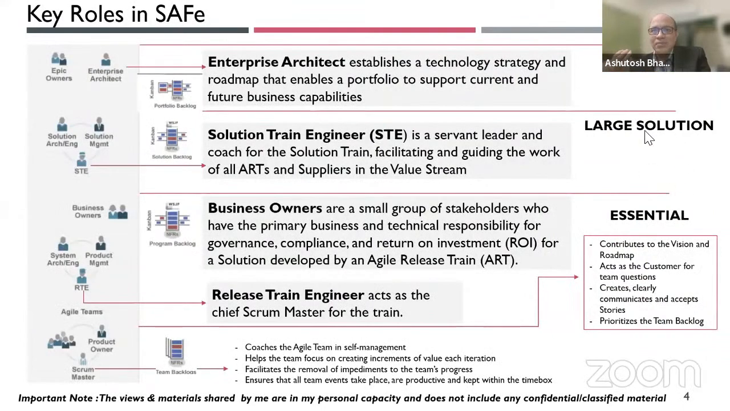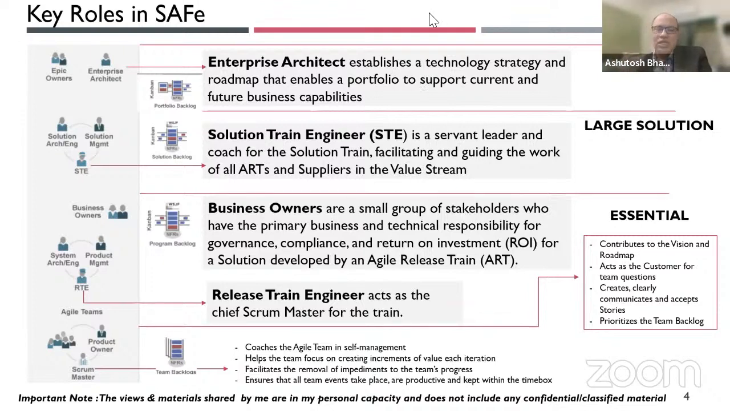There are 4 major levels. I have only shown 3 here: full, portfolio, large solution, and essential. This picture only talks about 3 levels, but you also have a full level, right? Full level is all of them. Portfolio, large solution, essential are basically the 3 levels, and full is of course a configuration which is there.